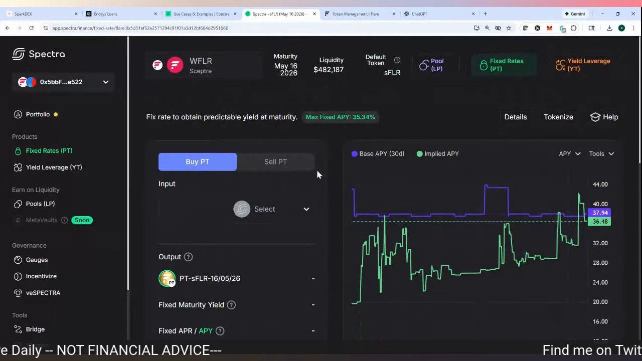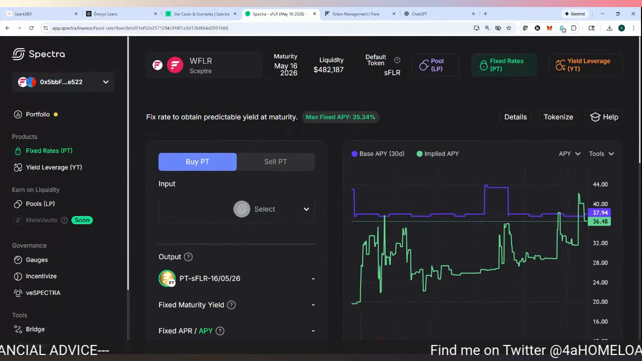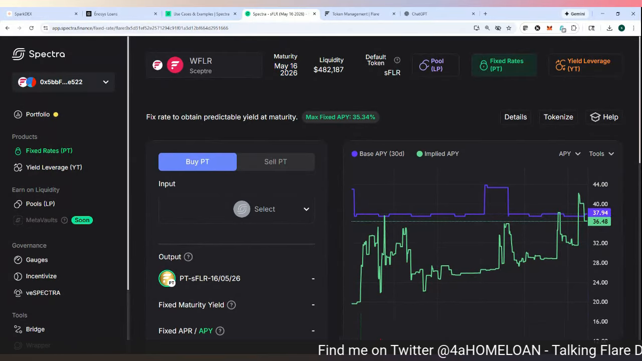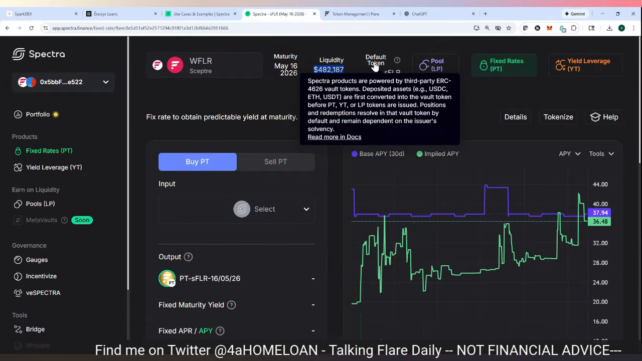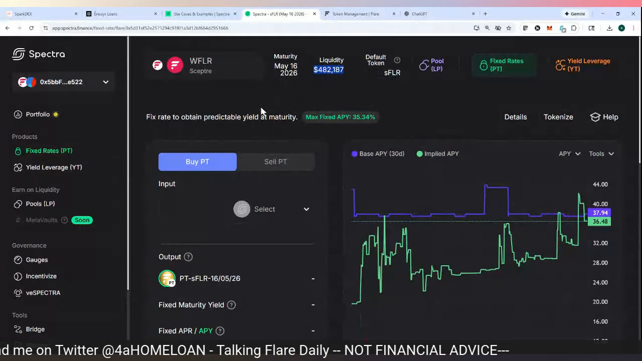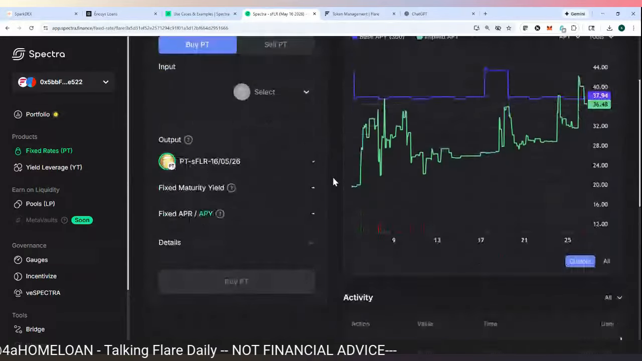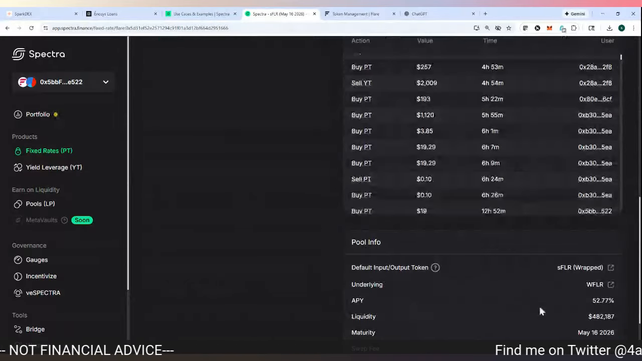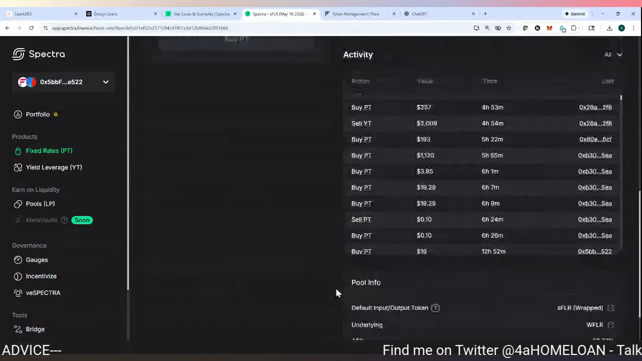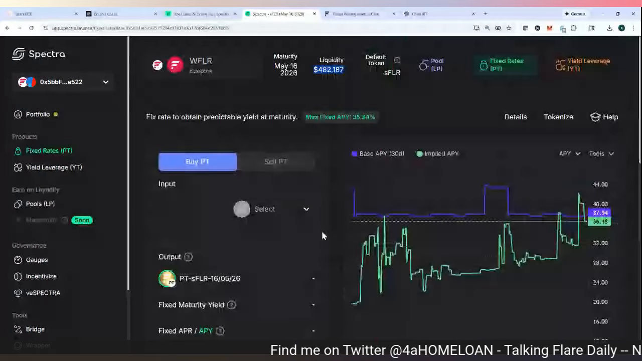Here's where you're going to go. It's showing you the maturity date up here. Liquidity, of course, and what the default token is, right? sFLR is a 4626 already. So I'm in the fixed rates. And once you go in here, you can look and see who's done some things, and it's going to show you general information about the pool and the vault. But once you go in here, you can select.